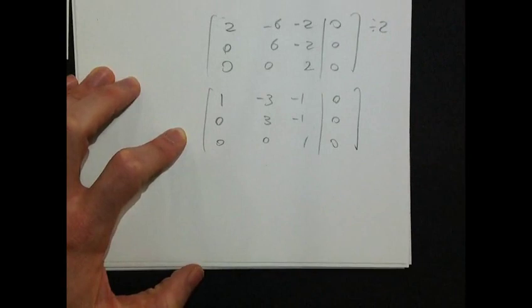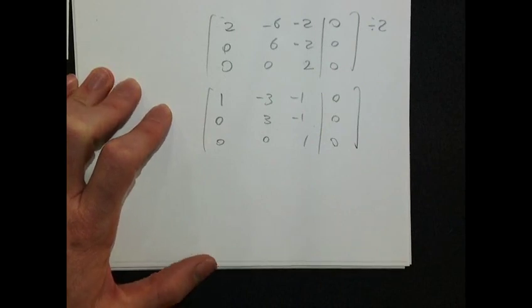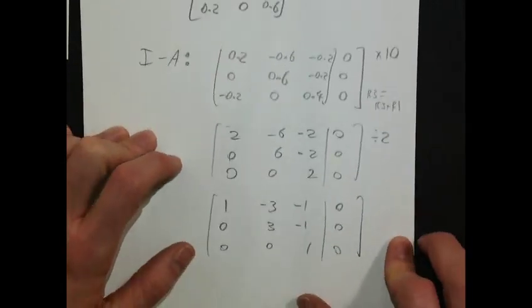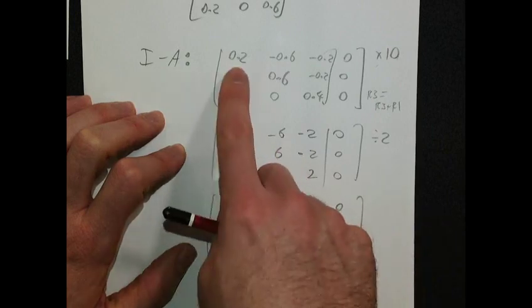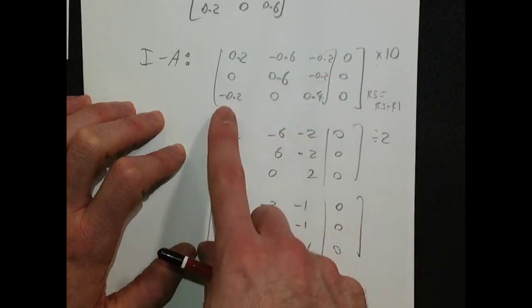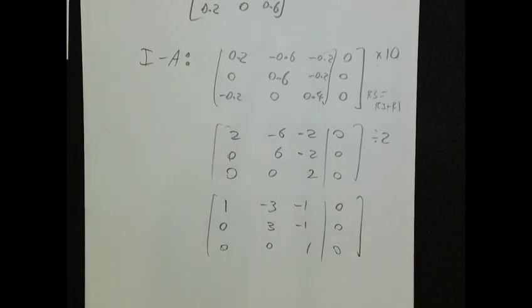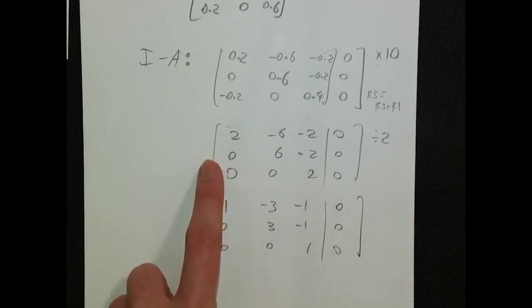It looks like if I do my row operations right, I should be able to clear that column above. Have I done something wrong? So it times everything by 10. 2, minus 6, minus 2, 0, 6, 2. So that was 0, 0, 2. Is there not a 0 somewhere that I'm supposed to have?